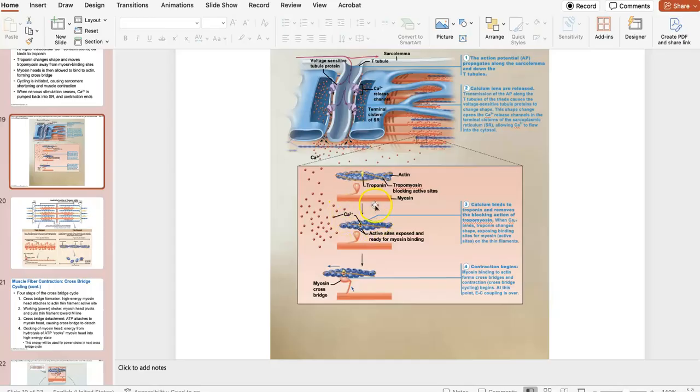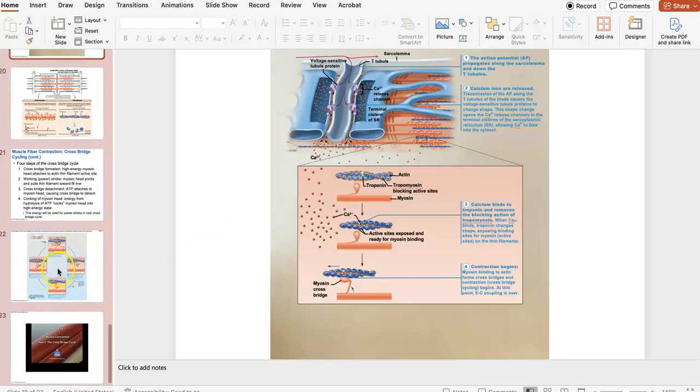So that's why calcium is so important. And when I say it undoes the blocking action of tropomyosin, that's exactly what I mean. It helps move tropomyosin out of the way and exposes the myosin binding sites. Okay? And believe it or not, we haven't even contracted yet. But let's actually get to that.